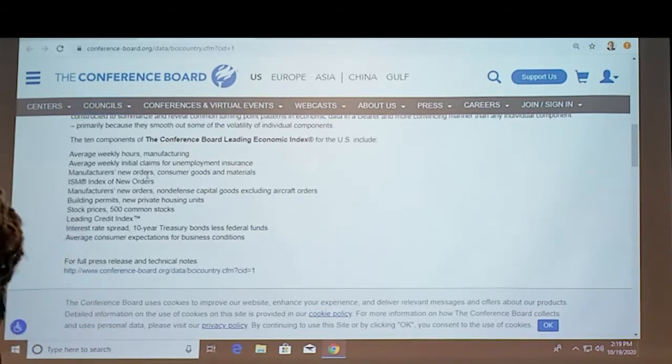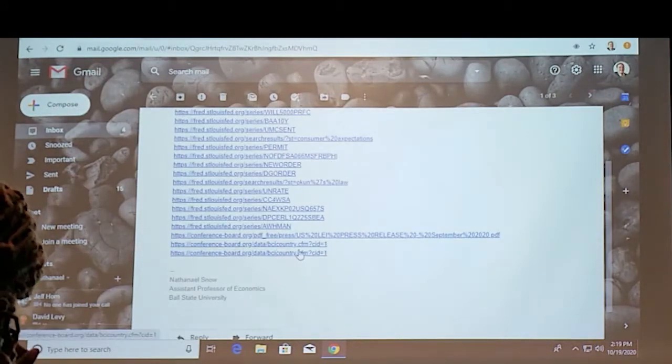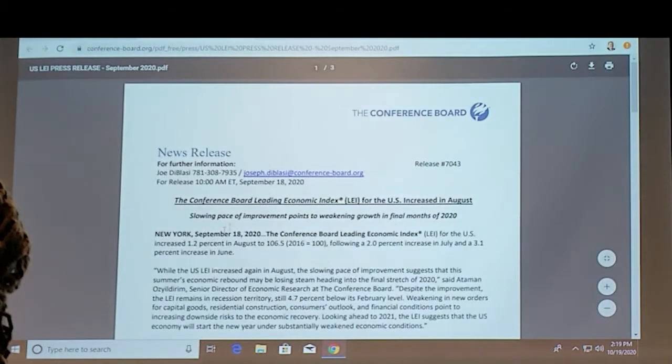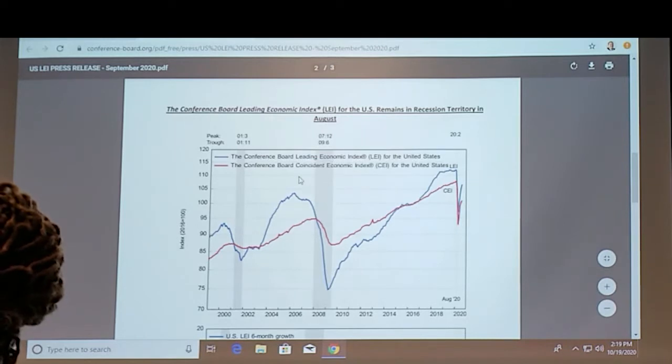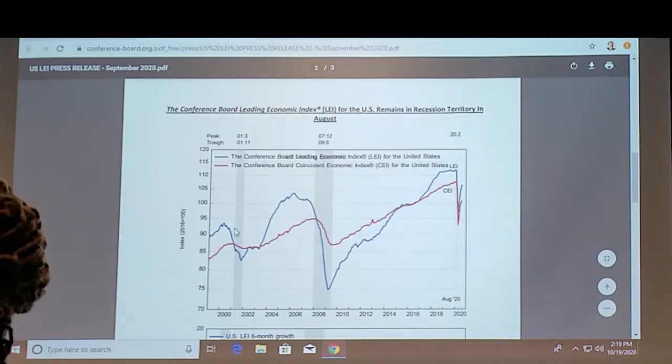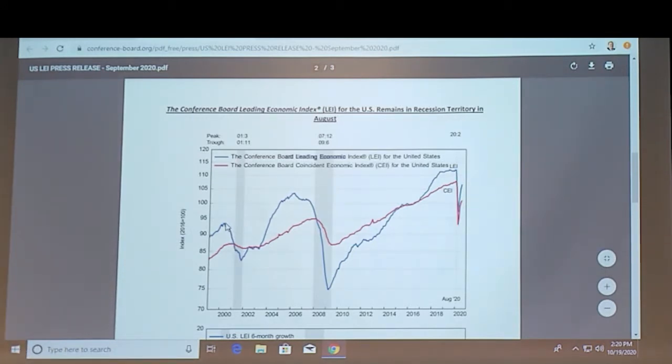So what I've done is I've pulled up this news release from them ahead of time. This is the aggregate of all of those different variables compiled together. So this index is the leading economic index, the blue line. And notice that before the recession in 2001, called the dot-com bubble, this index's measures indicated that a recession was coming. The variables that it measures moved down before the recession actually hit.